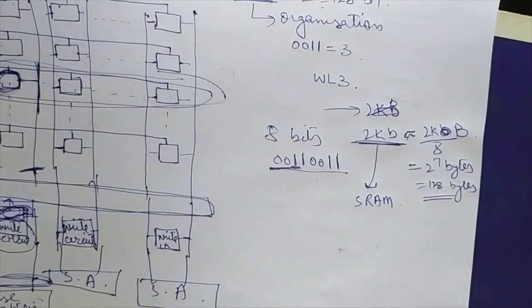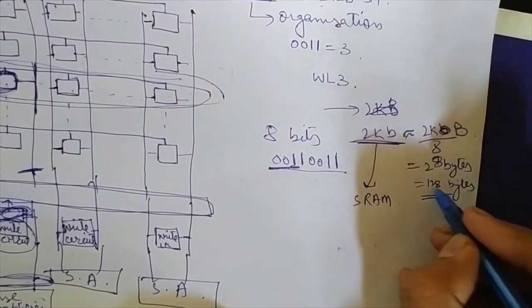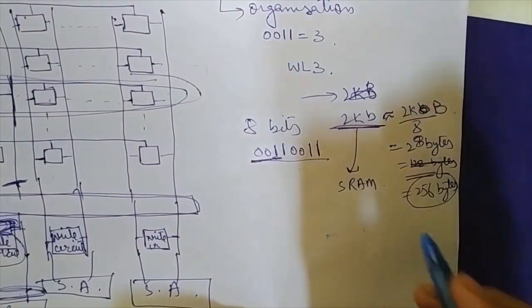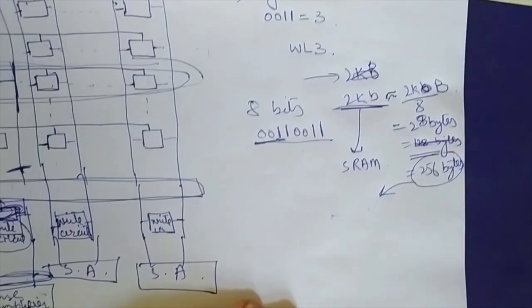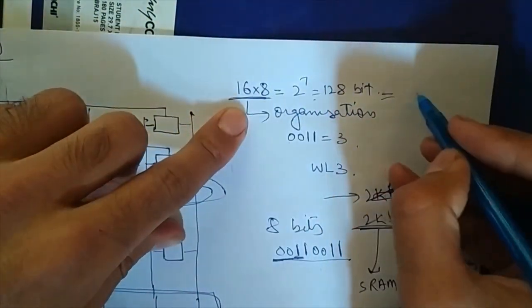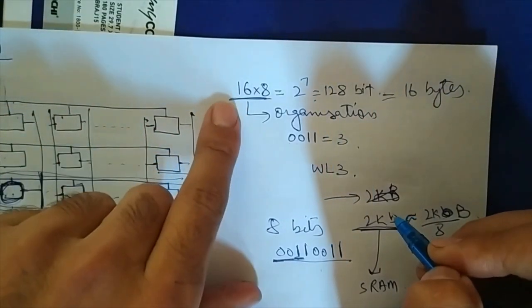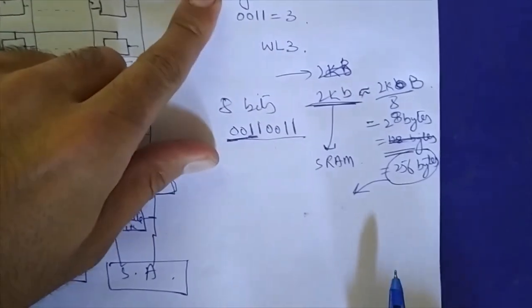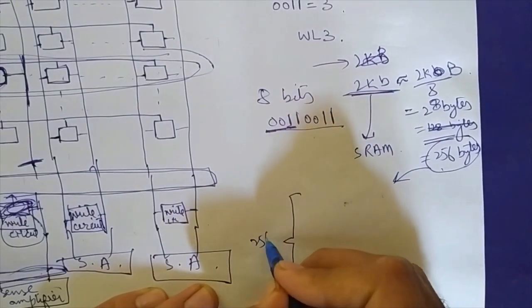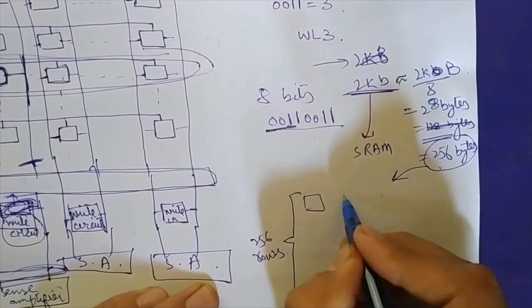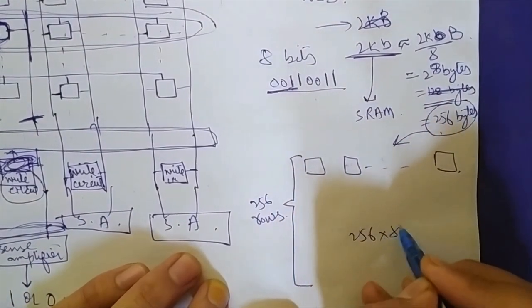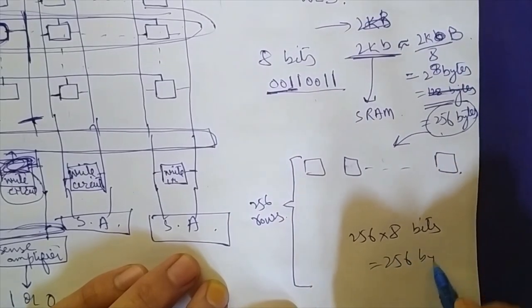How can we create a memory for 128 bytes? It is not 2 raised to power 7, basically it is 2 raised to power 8, 256 bytes. So how can we create an SRAM memory of 256 bytes? The idea is the same that we did in the previous scenario. The previous scenario was 16 bytes, because 16 cross 8 bits means 16 bytes. Here we have 256 bytes, so we will make 256 rows, and each row will contain 8 bits or 8 SRAM cells. This complete memory will store 256 cross 8 bits, equal to 256 bytes.